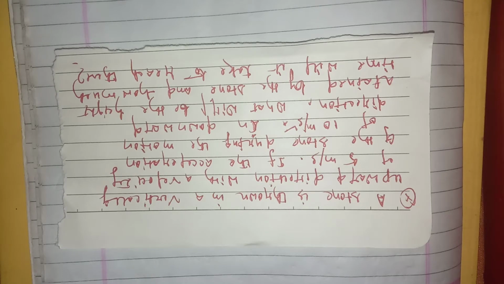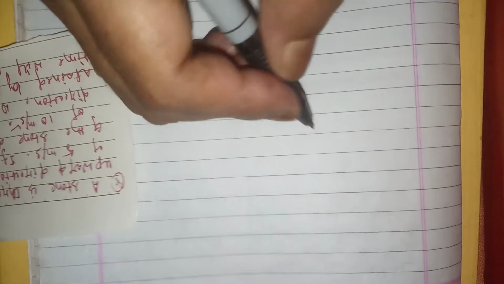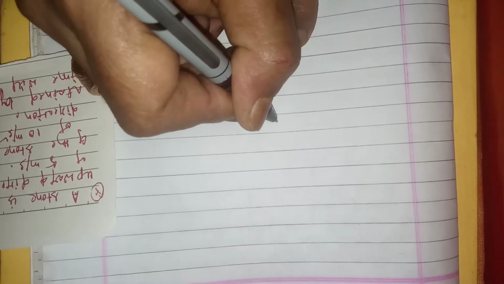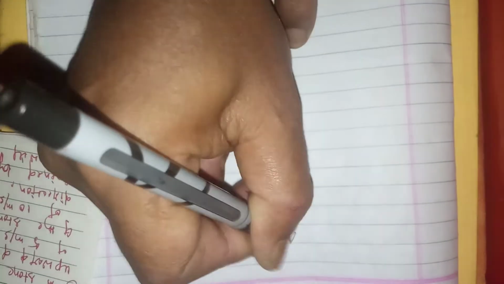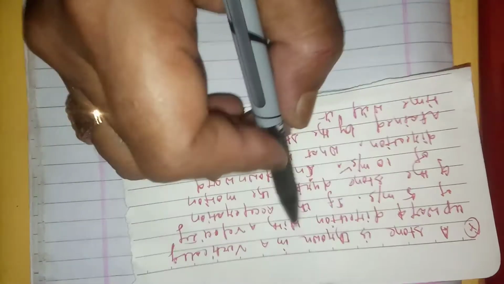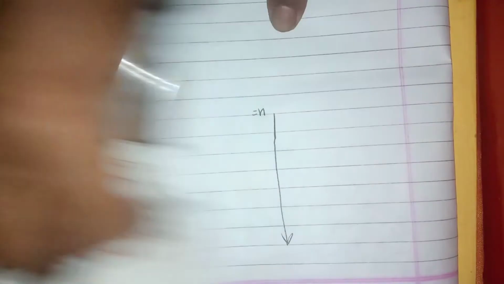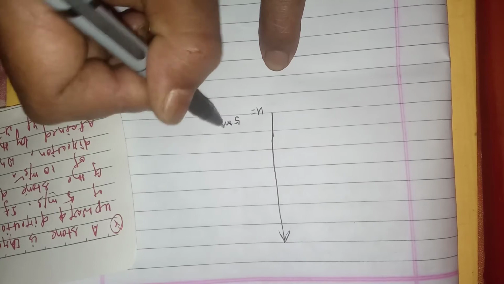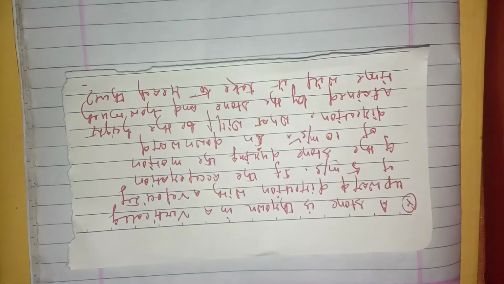A stone is thrown in a vertically upward direction with a velocity of 5 meters per second. So initially, when the ball is thrown in the upward direction, with how much velocity is it thrown? 5 meters per second. Okay, now let's continue the question.